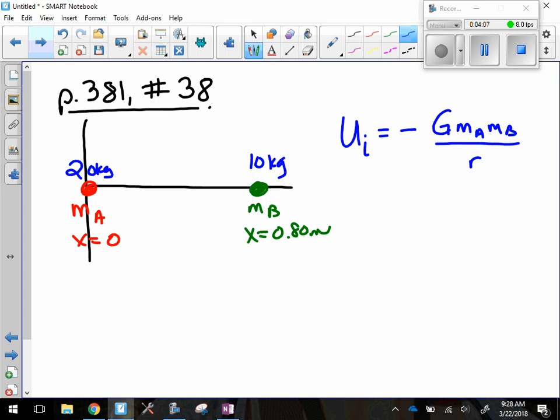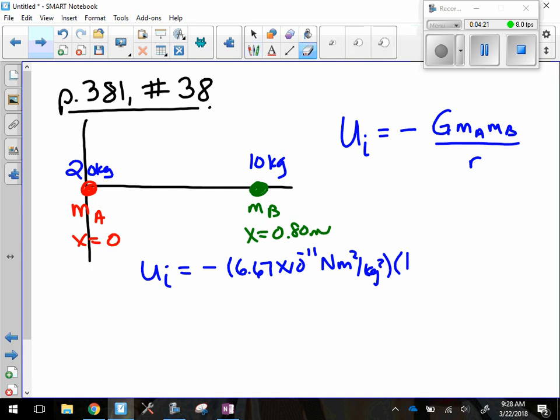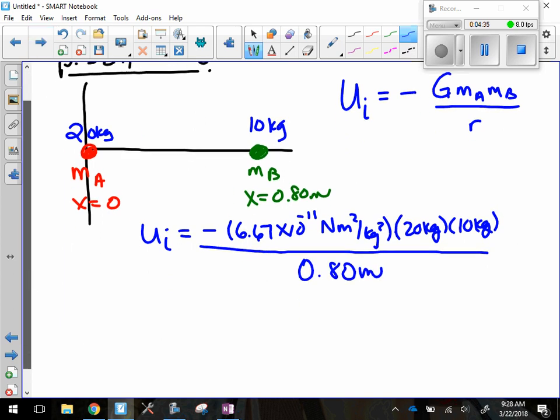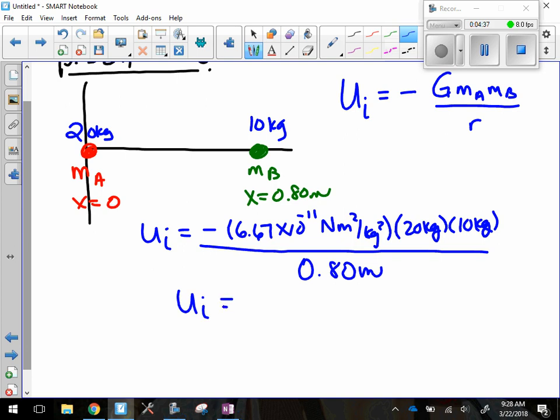And then it's just a matter of plugging in. I'm going to move down here to plug in so I have enough space. So I've got that negative 6.67 times 10 to the negative 11th newton meters squared per kilogram squared times 20 kilograms times 10 kilograms, all divided by that 0.80 meters. And so what's U_i going to be equal to?